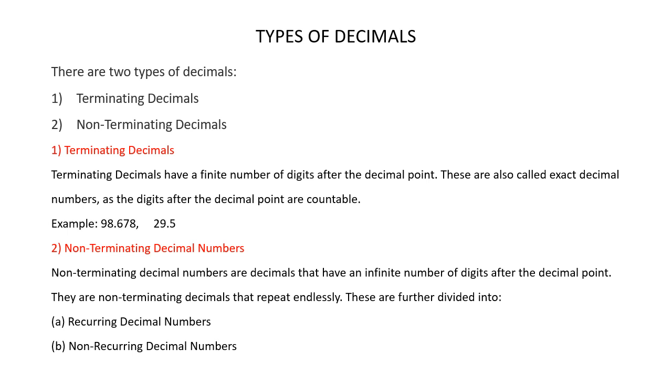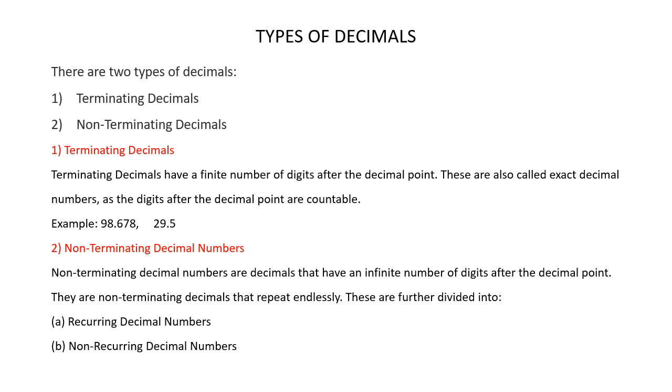Look at this number 98.678. 98.678 is a terminating decimal because there's a definite number of digits after the decimal point. That is, there are 3 digits after the decimal point. Now look at this number 29.5. This is also a terminating decimal because there is only one digit after the decimal point. The number of digits after the decimal point are countable. So both these numbers are terminating decimals.